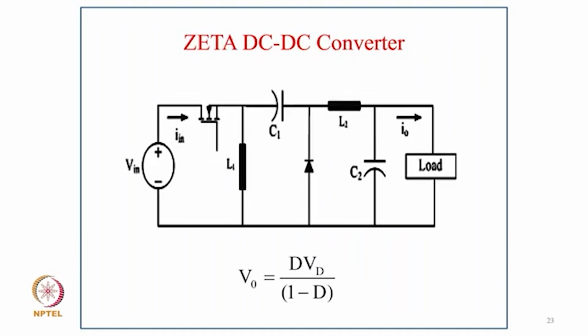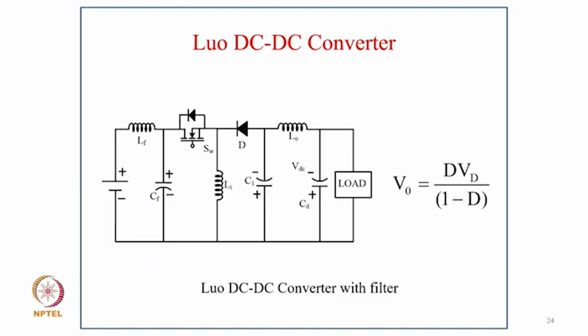Then we have a Zeta converter. Here again the location of the input inductor and the device is changed, and you have again an energy transfer capacitor followed by the diode, inductor and capacitor. So here also the output polarity does not change, but the disadvantage is that the input current is discontinuous because the device is connected in series, and the transfer function is also V equal to D into Vd upon 1 minus D, where D is the duty cycle of the switch.